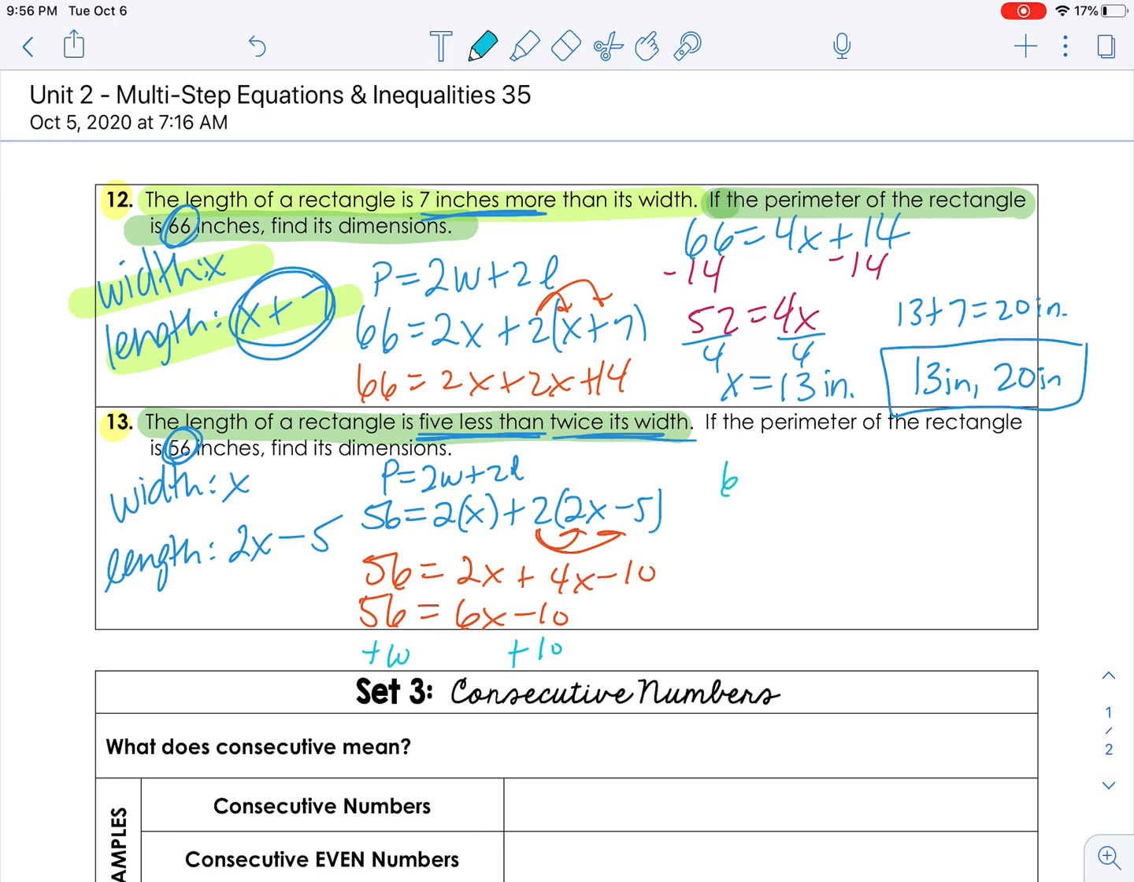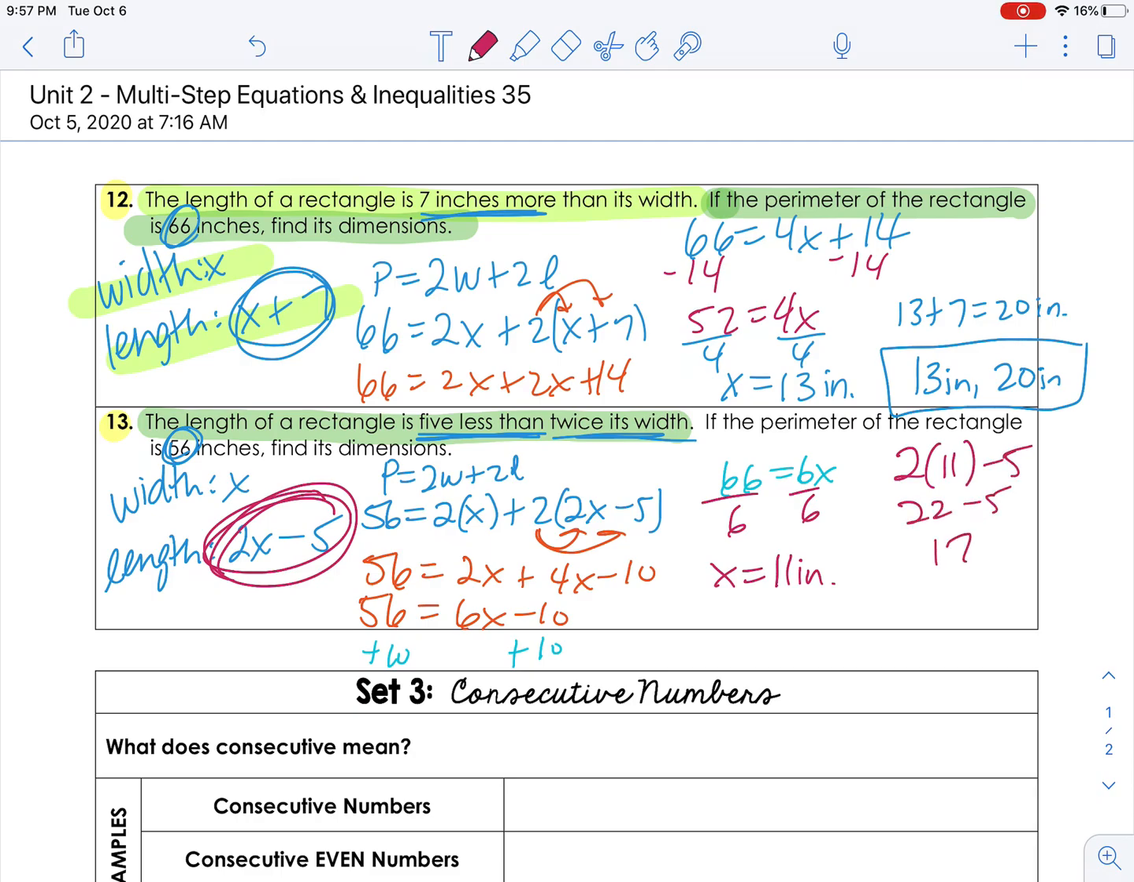66 is 6x. Divide both sides by 6, so x equals 11. 11, what is our units this time? Our units is inches again. So x is the width. I found x. Now I need to find the length. To find the length, I have to use the 2x minus 5. 2 times 11 minus 5, 22 minus 5, 17. So our dimensions for this rectangle are 11 inches by 17 inches.